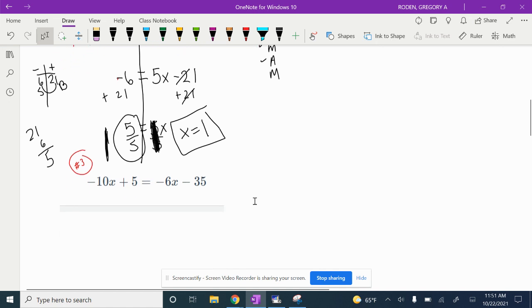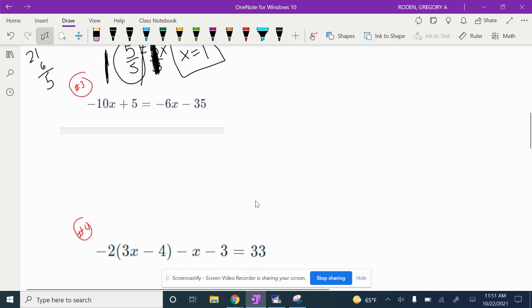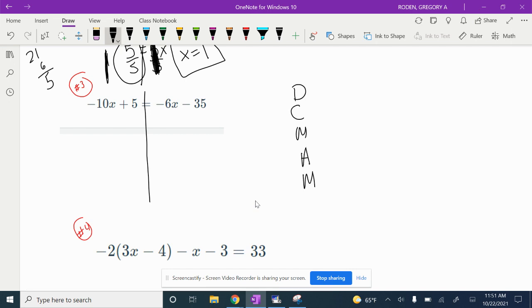All right, let's try another one here. Okay, so let's do don't call me after midnight. Go ahead and try this one on your own and see if you can get it right. Negative 10x plus 5 equals negative 2x minus 35. I always say if you can get 2 in a row right, you probably know what you're doing. Maybe you just got lucky on the first one if you got x equals 1. But if you get this one right, number 3, you'll know that you know how to do it.